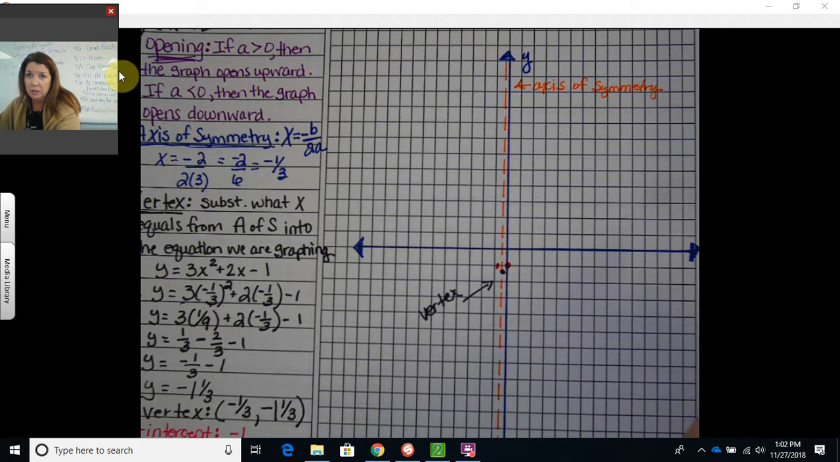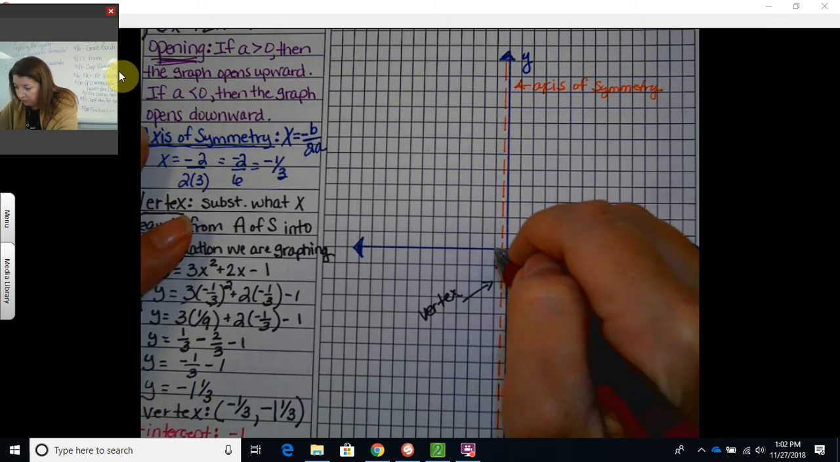Remember when we graphed absolute value functions and they were in the shape of a V? They were symmetrical also, and we could reflect points because we knew they were symmetrical. So I could do that without doing any math. So the x-intercepts, which we found by graphing, one of our x-intercepts was at negative 1. The other one was at positive 1/3.